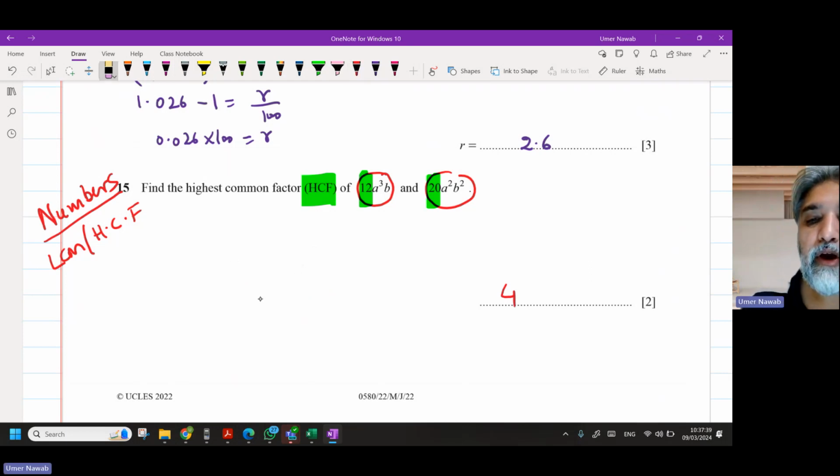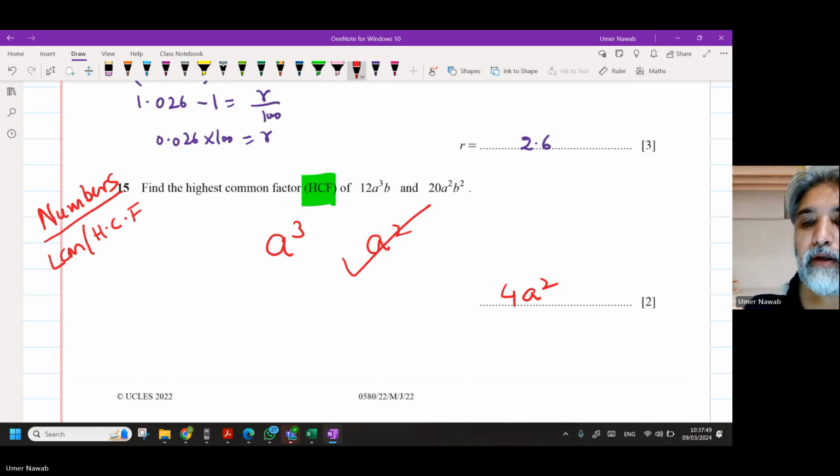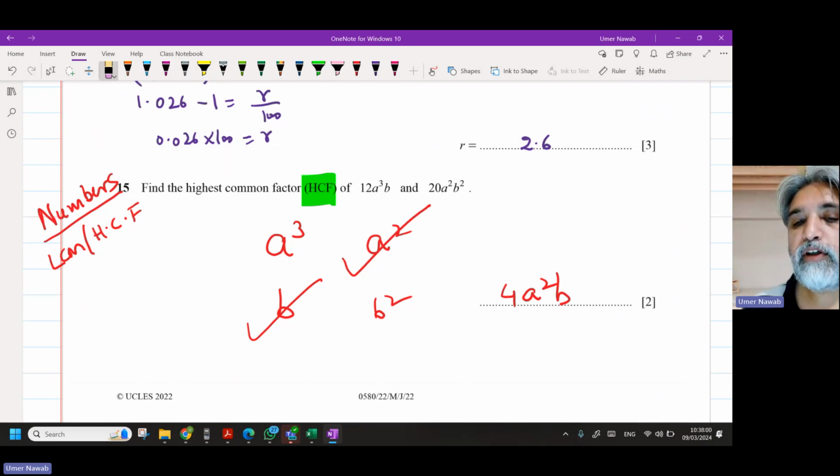Next, you need to look for the smallest power which is common in both. So a raised to 3 and a raised to 2. The smallest of them is a squared. Now you have b and b squared. The smallest of them is b. So this is my HCF. I hope it is clear to you guys. In highest common factor, you always look for the smallest power which is common in both.